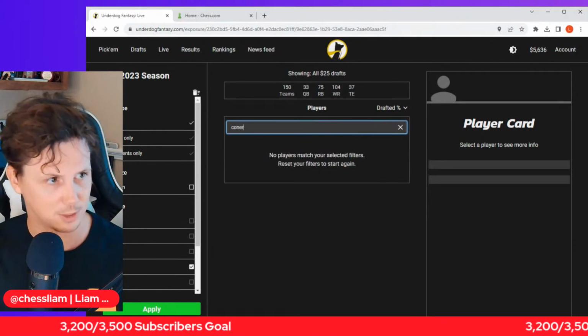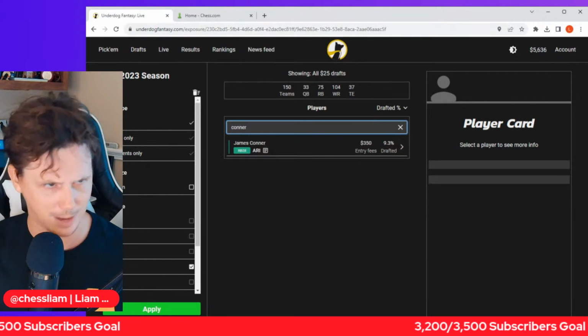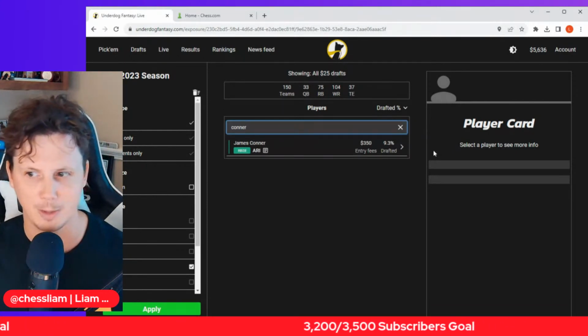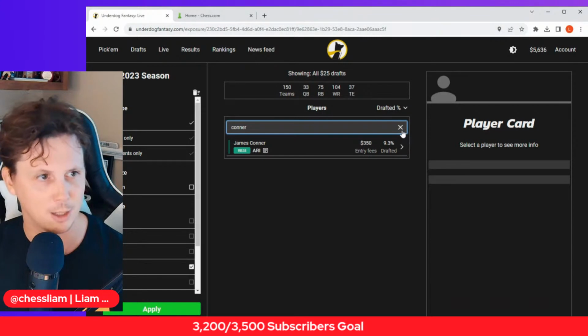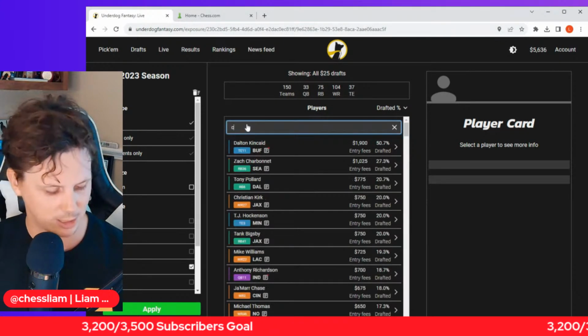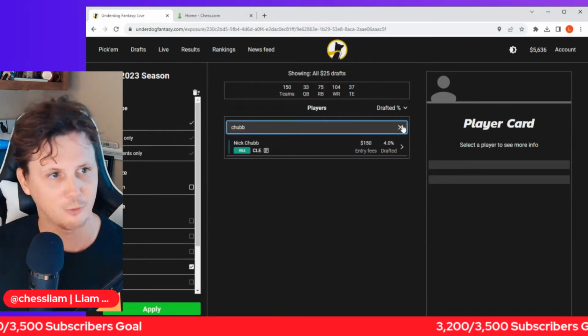Who else did we lose? We lost James Conner. Somehow I have 9% of James Conner. I think a lot of those were my early drafted teams back when he was cheap. So that's going to hurt those 9% of teams. Chubb down at 4%.